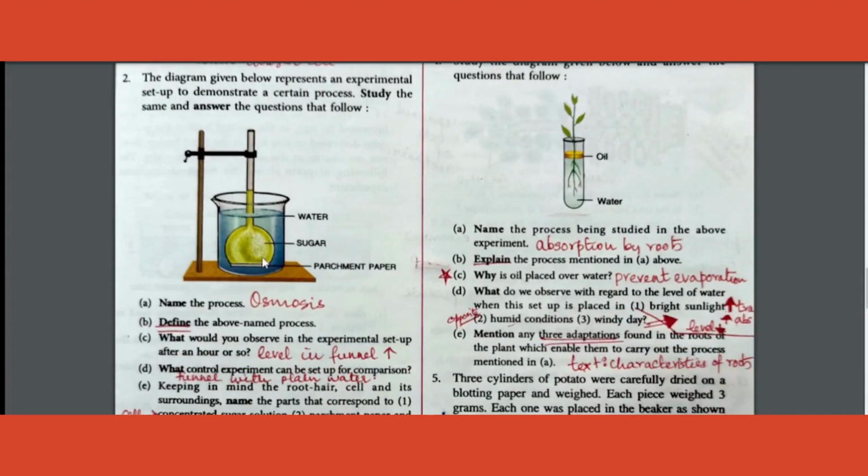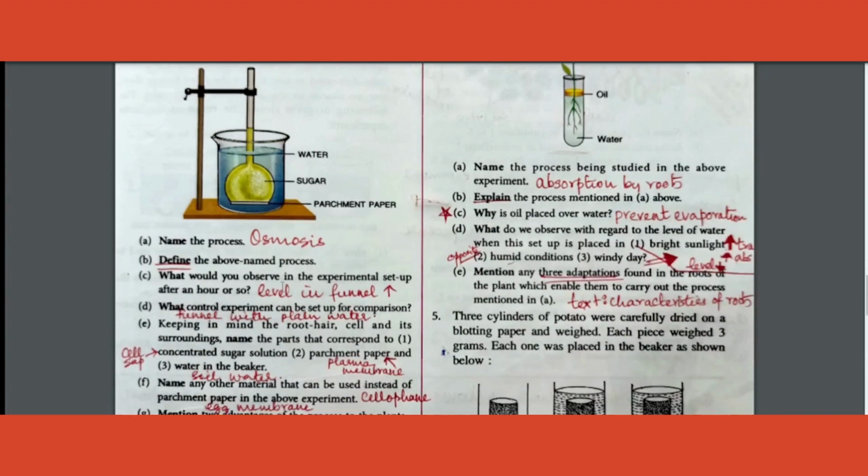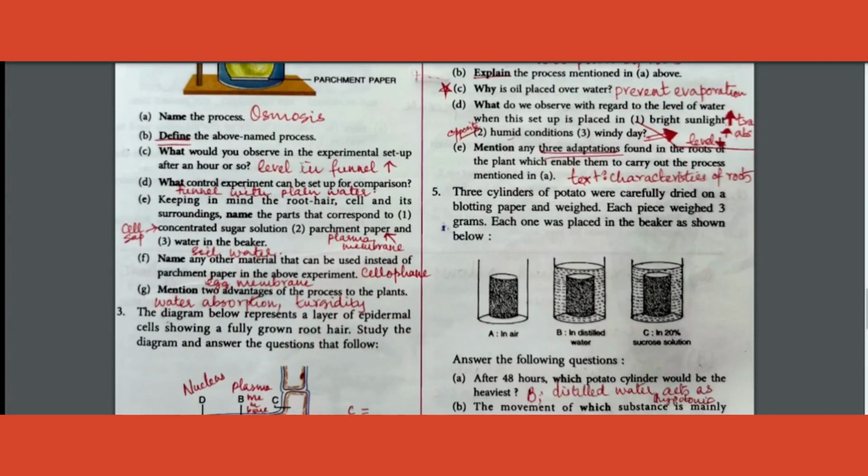Please watch all the videos on absorption by roots, all the plant physiology videos. I have explained in detail what the expected questions are, and also have given them to you. Please do watch it. I have marked all the answers here as well. The level in the funnel increases, depicted by an arrow upward.